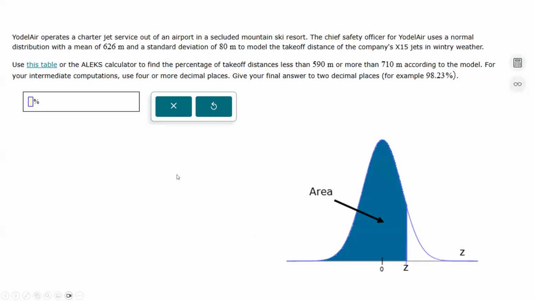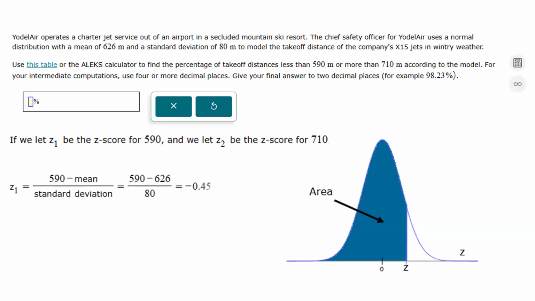First, let's decide what's going to be our z1 and z2. Z1, we'll just use the first term because we don't need to get fancy with it. Z1 is the score based on 590. And Z2 is going to be the score based on the 710. We need to know how to get our z-scores, and they are fairly easy to get. We take that score, we subtract our mean, and we divide by our standard deviation. We've been given our mean, 626, our standard deviation of 80. So this gives us this value.